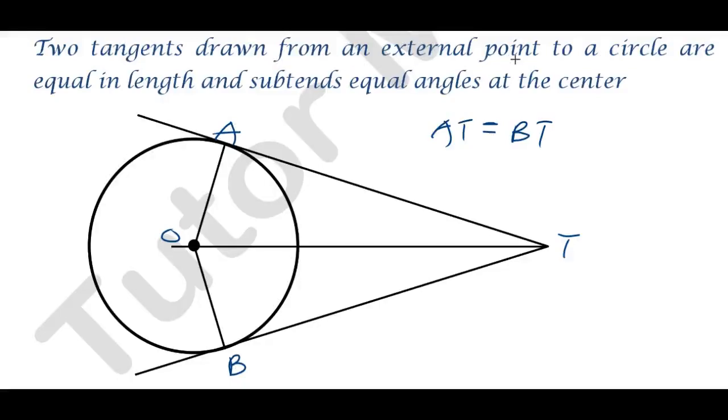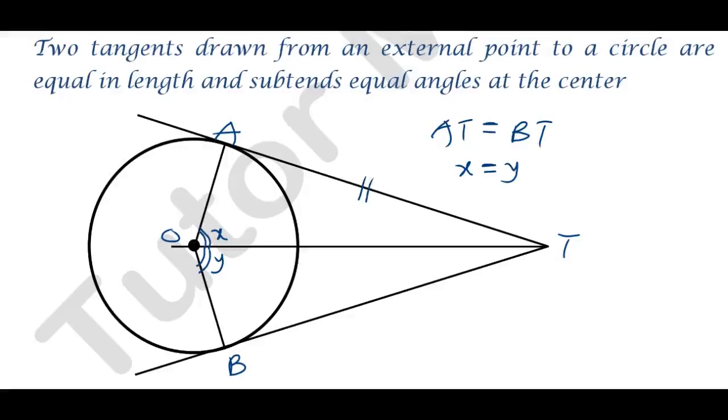So two tangents drawn from an external point, this is the external point T, to a circle are equal in length and subtend equal angles at the center. Okay, so it means that if AOT is x and BOT is y, it shows that x equals y, because they subtend equal angles at the center.